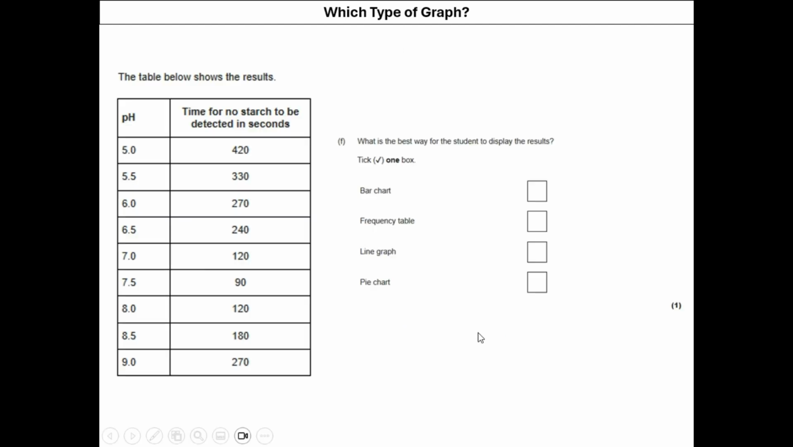Now, looking at a quick couple of example questions. So I've removed the method, I've removed the diagram. You can't even tell what this is about. But it says the table below shows the results. What is the best way for the student to display the results? Well, in GCSE science, your only options are bar chart and line graph. So I can get rid of frequency table, I can get rid of pie chart. The first column is numbers, which means it's continuous. The second column is numbers, it's still continuous. Both are continuous, so I would draw a line graph.